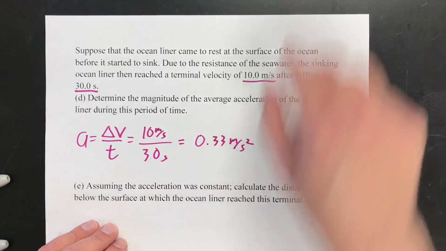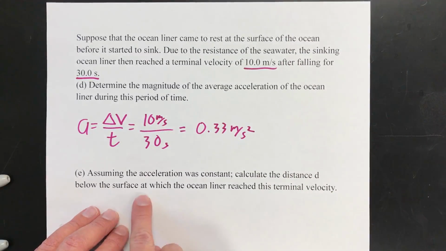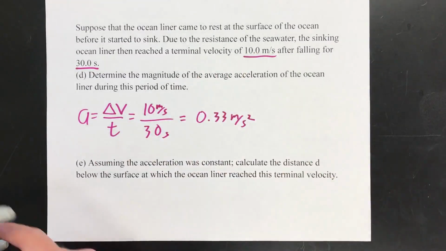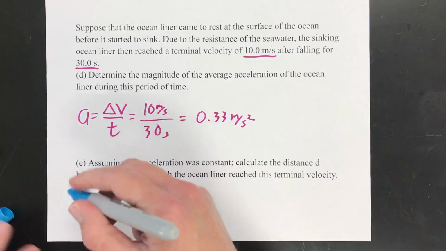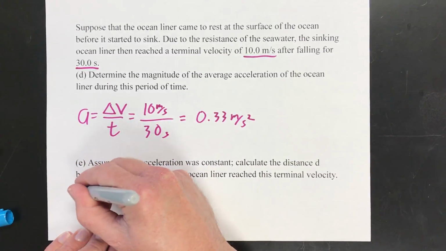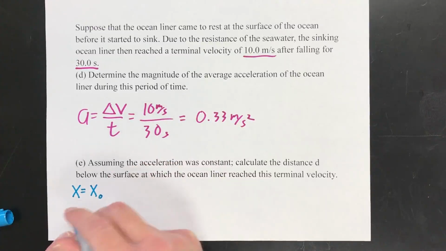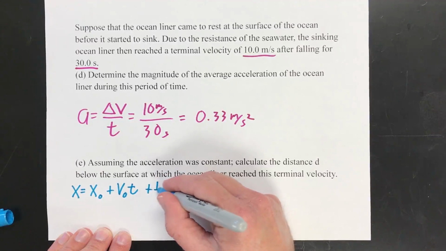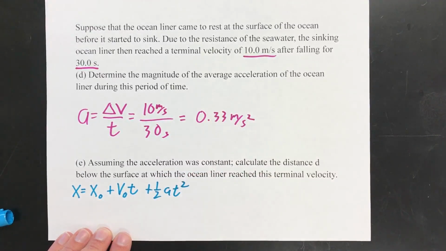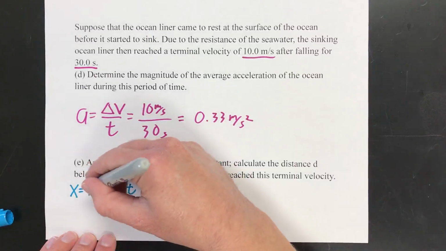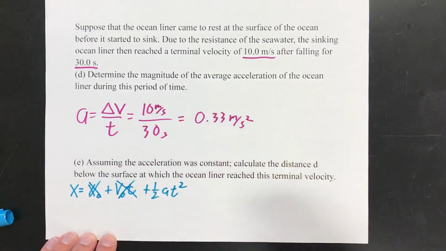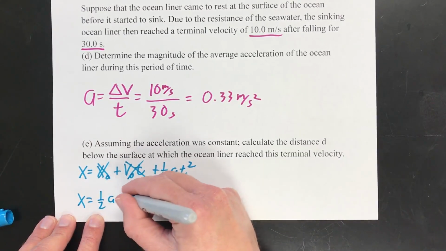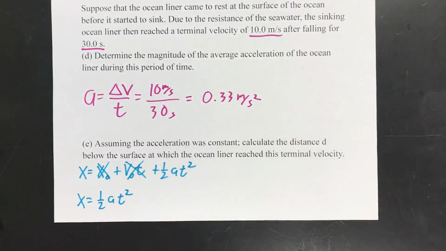Then they say, assuming the acceleration was constant, calculate the distance d below the surface at which the ocean liner reached this terminal velocity. So when did we get to our final speed? Well, we already know, and we're looking for a distance, so a good equation to use would be what we call the third one. The position is the initial position plus the initial velocity times time plus 1/2 times the acceleration times time squared. Let's just call our initial position 0. We know our initial velocity is 0, so those are gone. And so now we're down to our position is 1/2 times our acceleration times time squared.